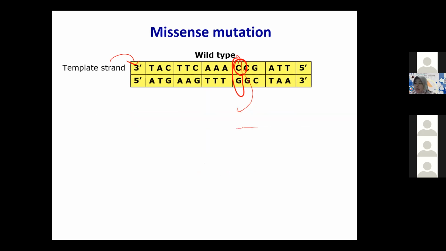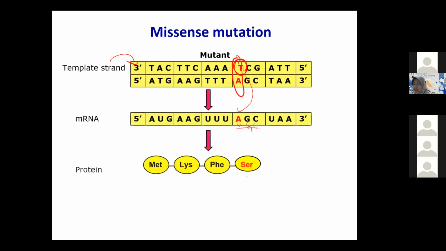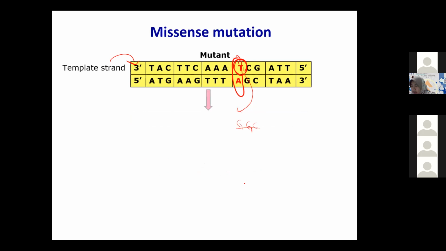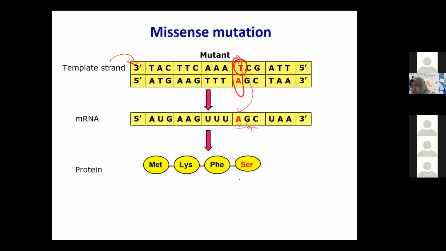Asalnya codon dia sepatutnya apa ya? Sepatutnya codon dia adalah GGC. Sepatutnya kan? GGC kita dah tengok tadi, it should code for GLY. Okay, sepatutnya amino acid dia GLY.